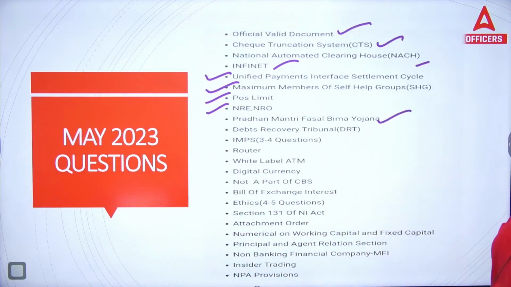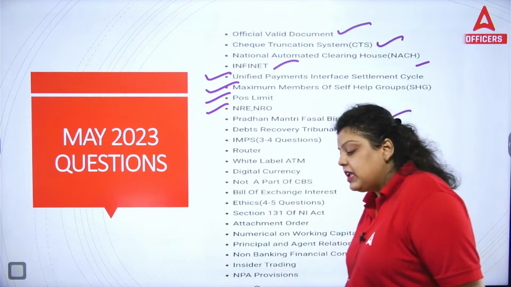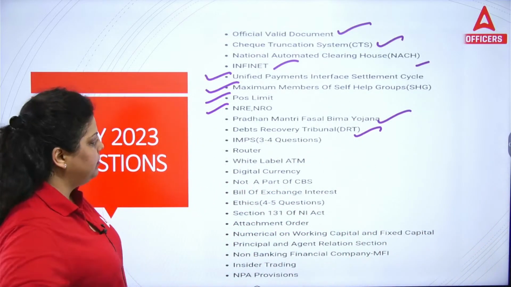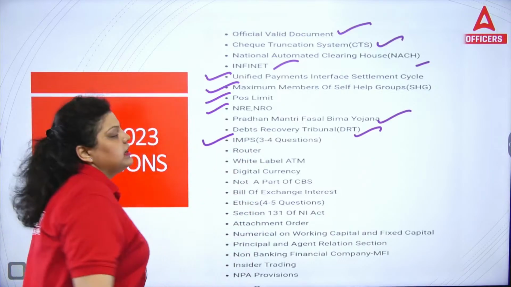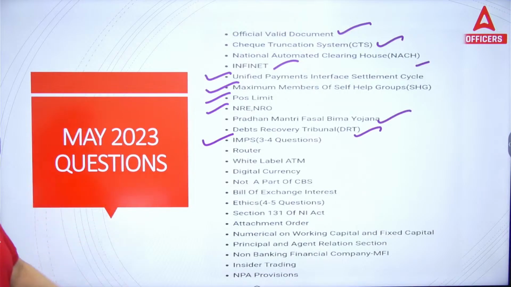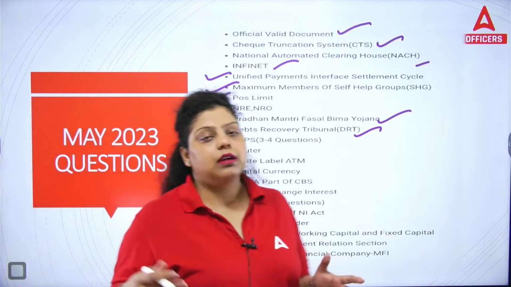These are CASA accounts in Indian rupee only. Pradhan Mantri Fasal Bima Yojana, which gives the insurance on the crop of the farmer. Debt Recovery Tribunal, it is the recovery method of NPA in which individual persons' NPA will be cleared or recovered. IMPS, Immediate Payment Service. It provides a facility to transfer fund immediately from one person's account to another.